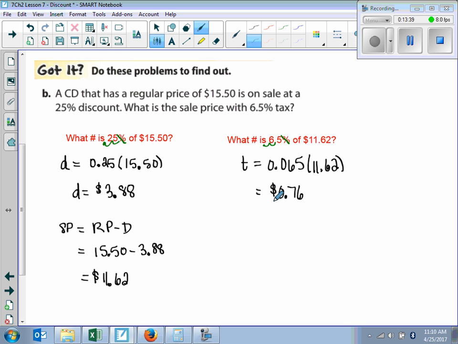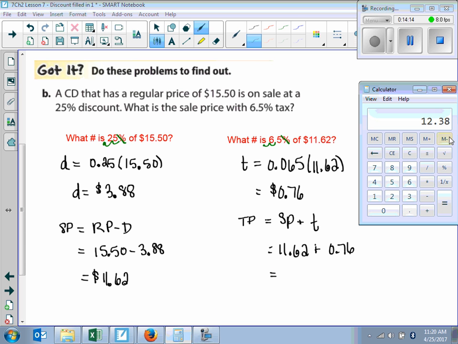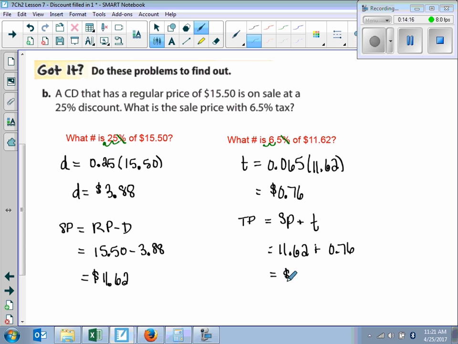Now that's the tax. Am I finished? No. The total price is equal to the sale price plus the tax. So we're going to add $11.62 plus the tax, which is 76 cents. So when we do that, we end up with $12.38.